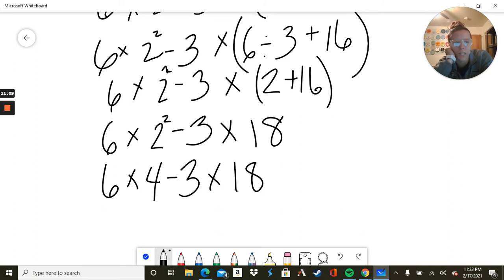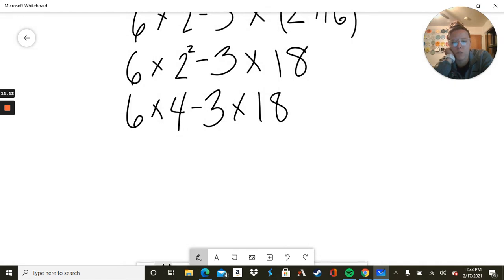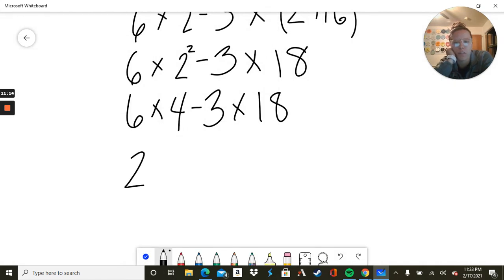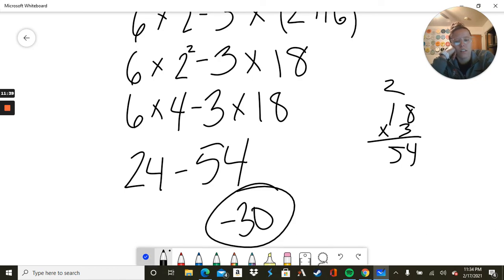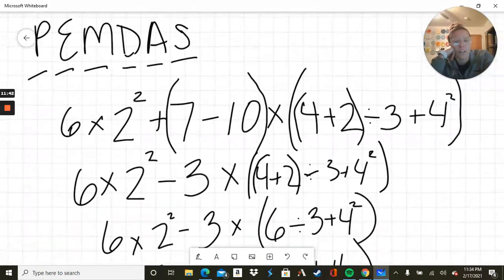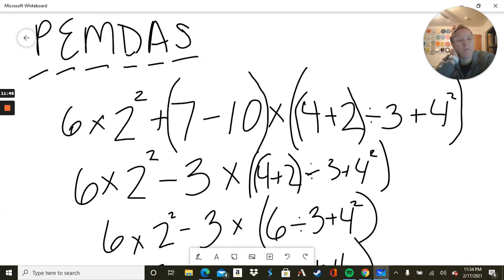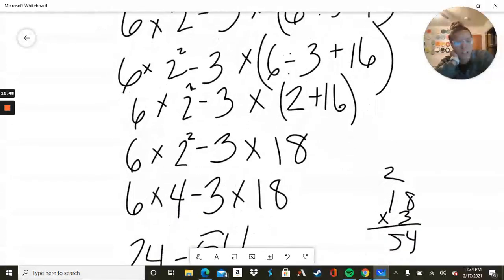Okay, now we do multiplication. So like we did with parentheses, we work from left to right. 6 times 4 is 24 minus 3 times 18 is, let's find out because I do not know it off the top of my head. 3, 4, 5, 54. Okay, now we finish out with our subtraction. 24 minus 54 is going to be a negative 30. All right, so that was a lot of steps, but we used PEMDAS, order of operations, and we worked from left to right as needed.